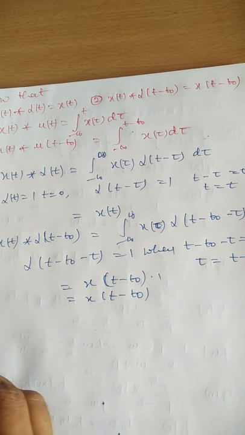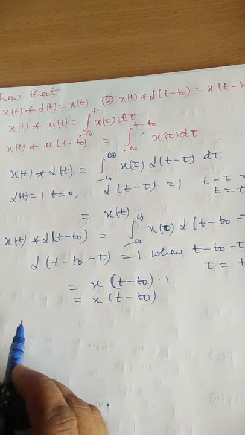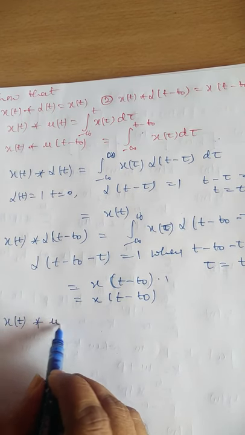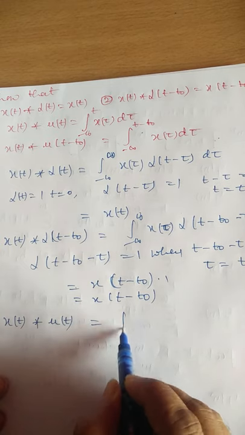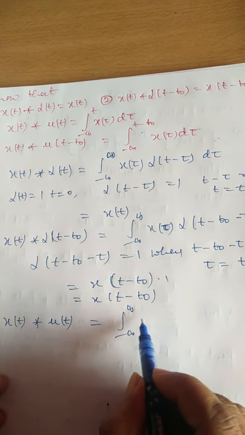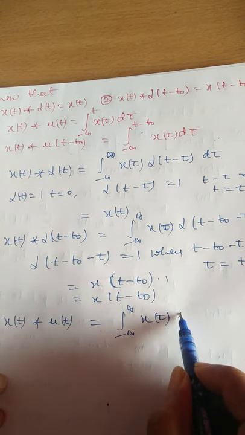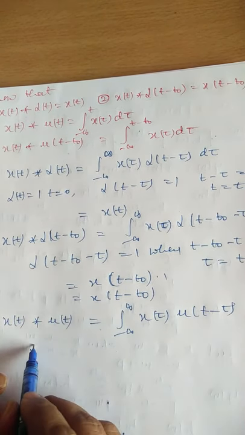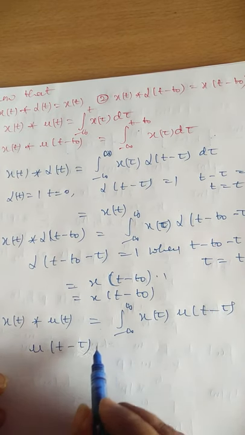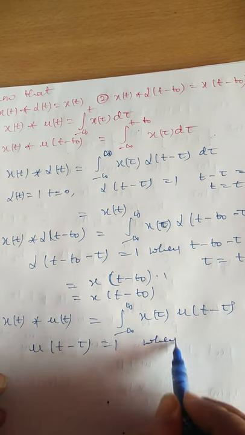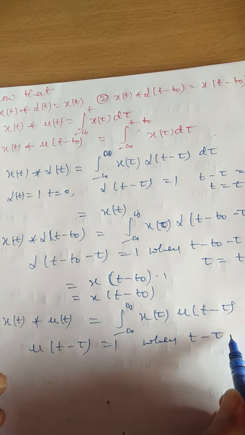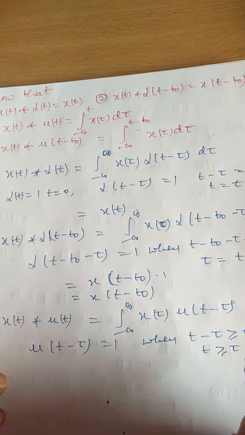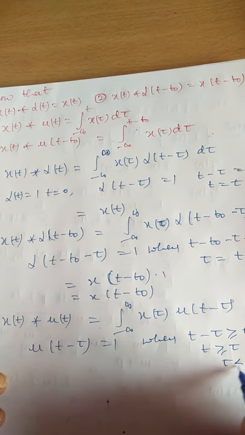Next, the third proof, that is x of t linearly convolved with u of t, that is the integral from minus infinity to plus infinity of x of tau into u of t minus tau d tau. As per the definition of the unit step function, u of t minus tau is equal to 1 when t minus tau is greater than or equal to 0, that is t is greater than or equal to tau, that is nothing but tau is less than or equal to t.